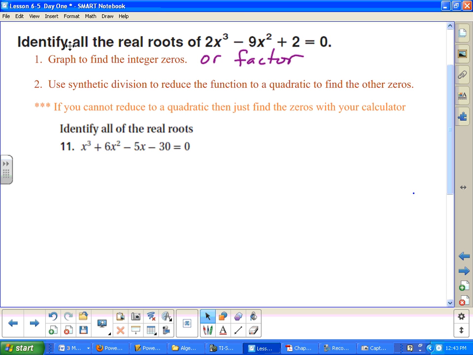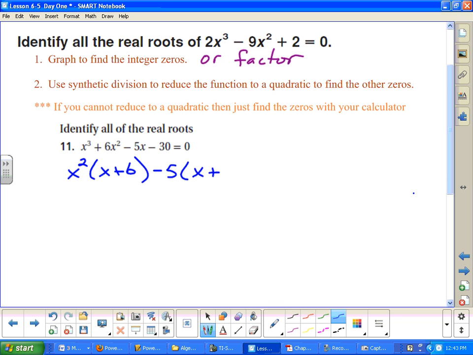Okay, so since it has 4 terms, can I factor it by grouping? Let's see, because if I can, I'm good to go. So these first two have x squared in common. So I have x plus 6. The last two have what in common? 5. Okay, negative 5. Oh, look at that. X plus 6. Great, so this one can be factored. That makes it a whole lot easier for me. So now I can write it as x plus 6 times x squared minus 5.